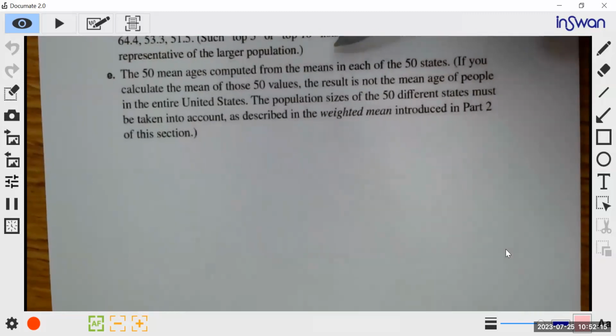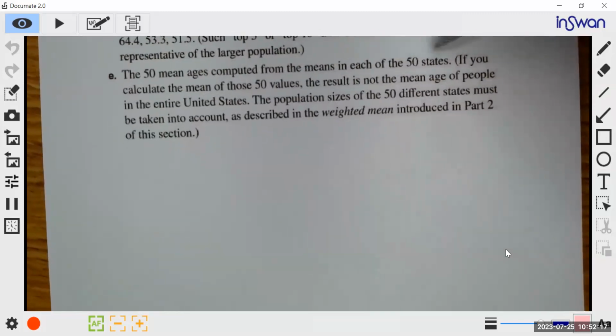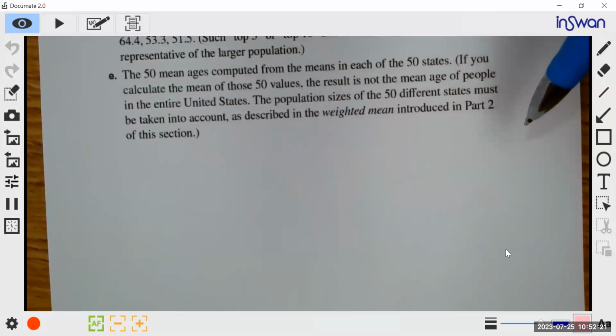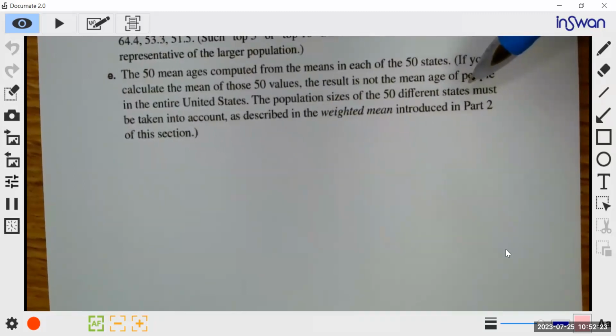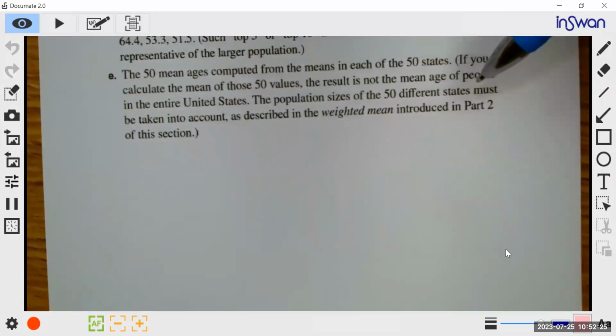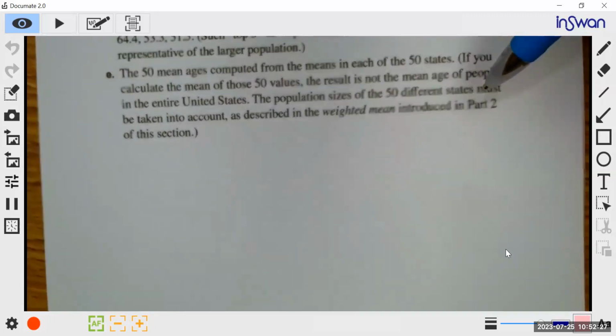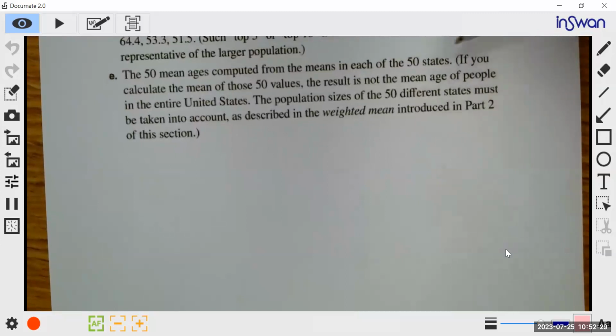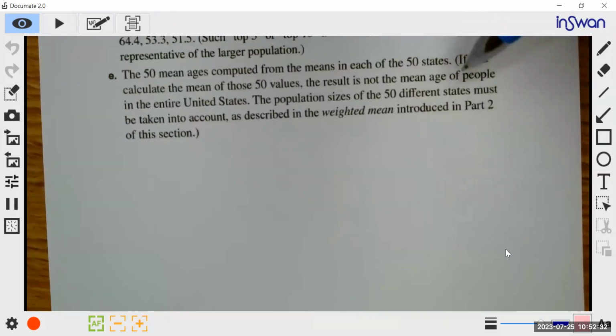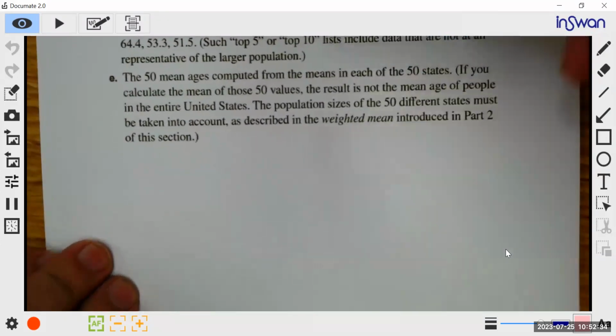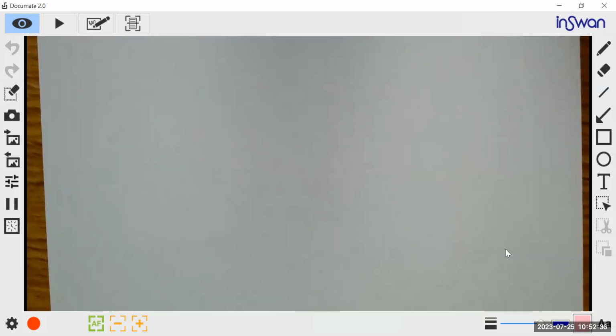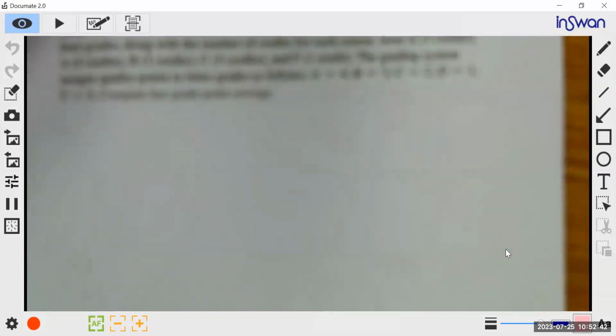Fifty mean ages computed from the means in each of 50 states. Can you do anything with those 50 means? Taking the average of an average is not too safe, because it gets you further away from the truth anyway. So what this example sheet's all about is be very careful. If the numbers you look at are quantitative as opposed to qualitative, then you can calculate them. If not, then you can't do too much with them.